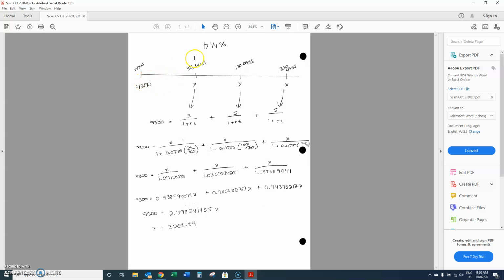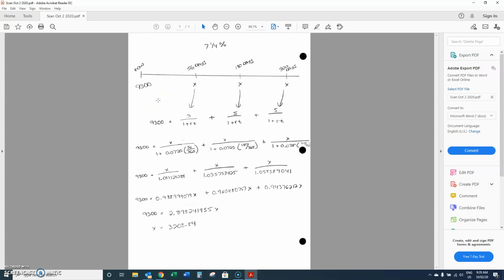These are my future values. So this future value, this future value, and this future value need to equal $9,300 now. That's why timelines become important. They help you visualize and know whether you're calculating a present value or a future value. You receive the loan now, and the payments are in the future. So after drawing this, I can see that I'm trying to calculate future values.